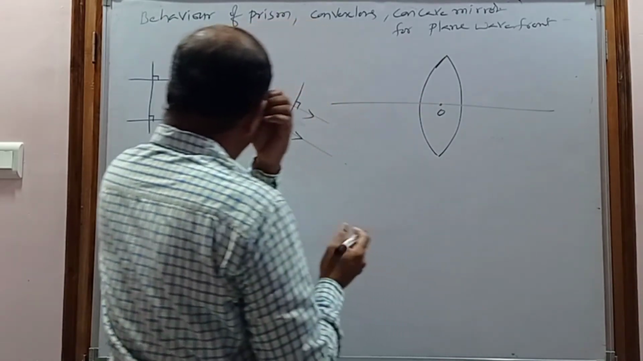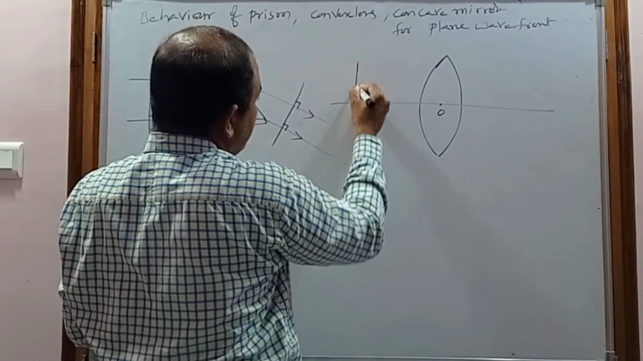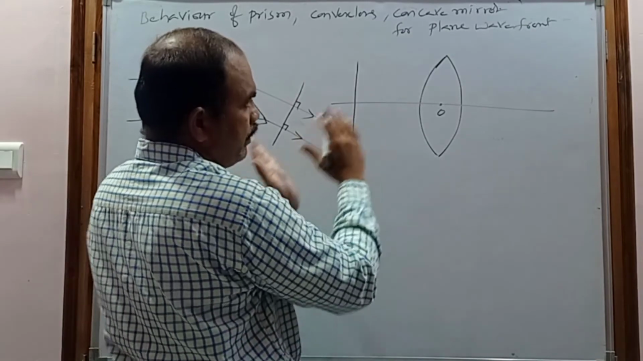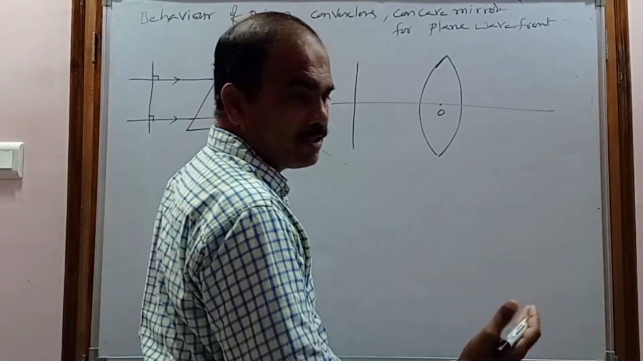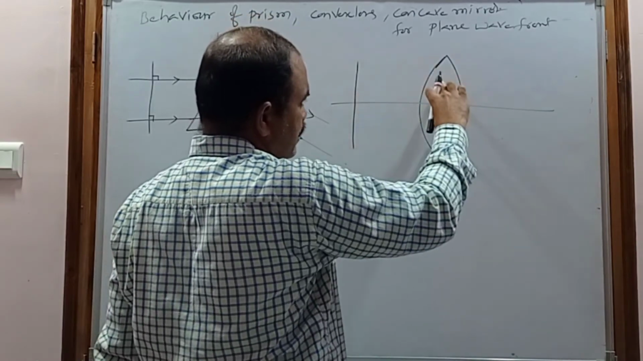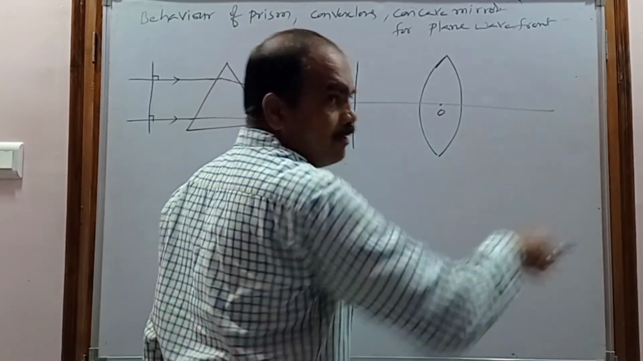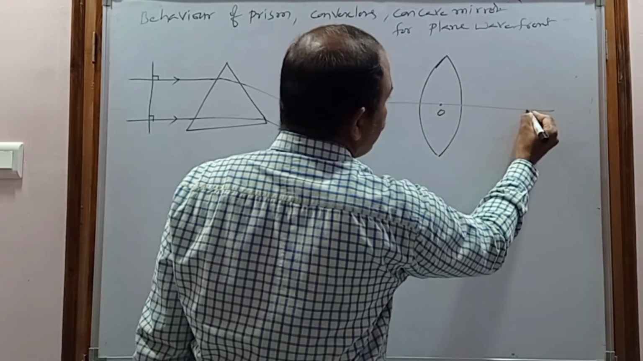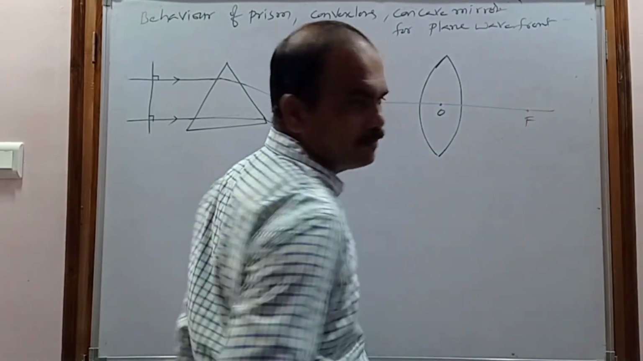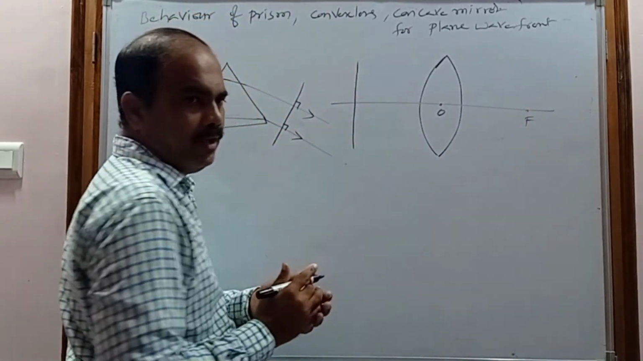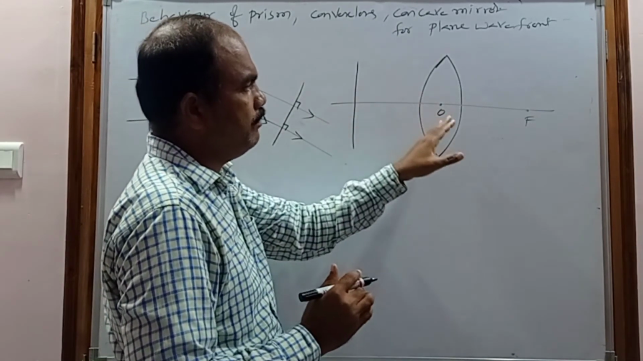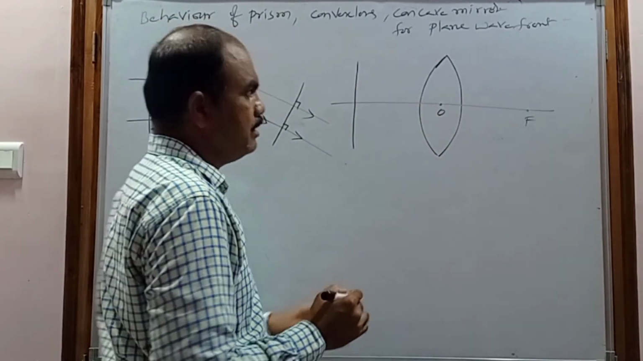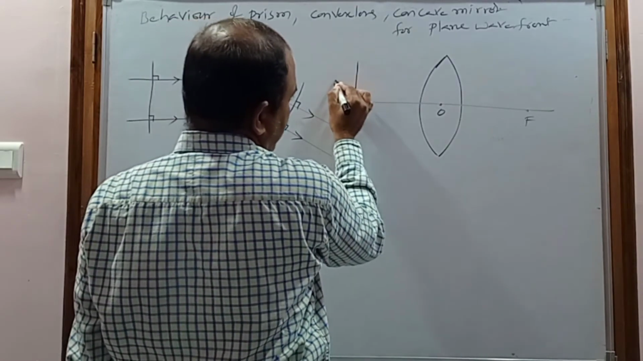So that's why, when a plane wavefront, let us consider this a plane wavefront, is going to be incident on the convex lens, which is also called converging, it will be converged at a point. That point will be called what? Focus. So to know the behavior of this plane wavefront after refraction through the convex lens, I am taking some light rays.